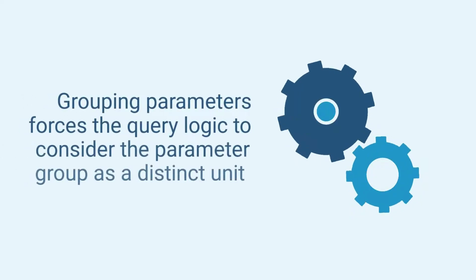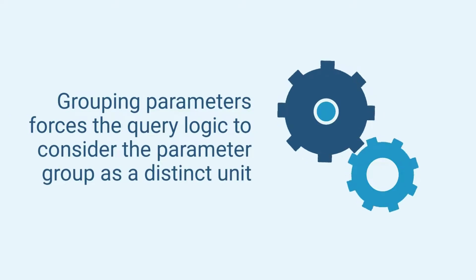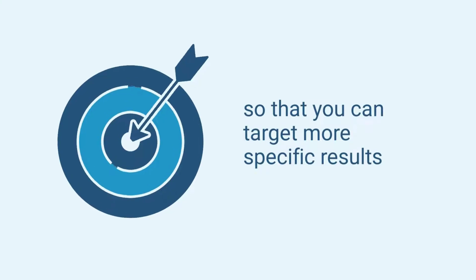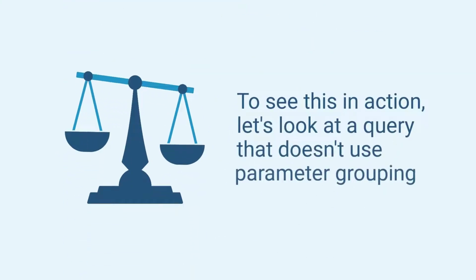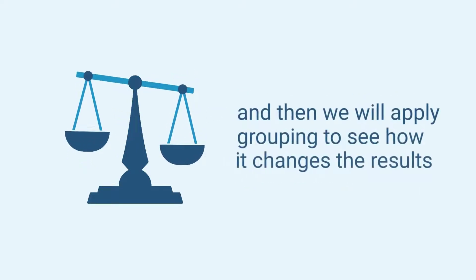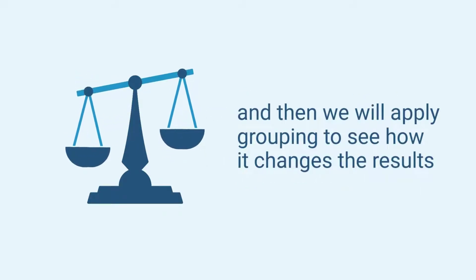Grouping parameters forces the query logic to consider the parameter group as a distinct unit so that you can target more specific results. To see this in action, let's look at a query that doesn't use parameter grouping, and then we will apply grouping to see how it changes the results.